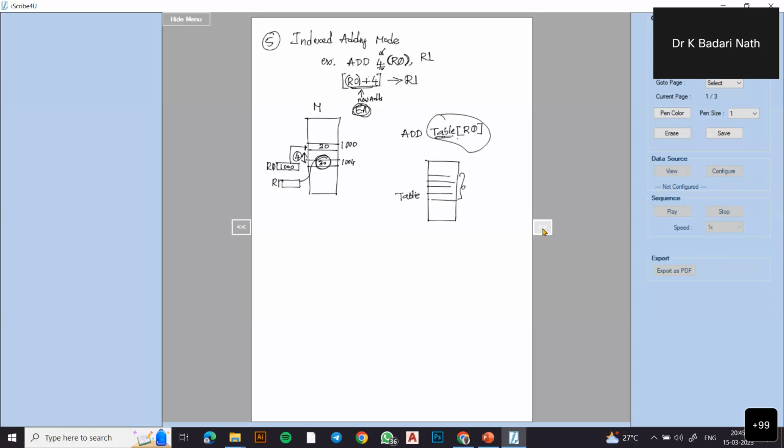So now what I will do is I'll point the R0 register to 0 to start with, pointing to the first location here. Now what will happen? The first time R0 is 0. So what does R0 refer to? It refers to the first number.